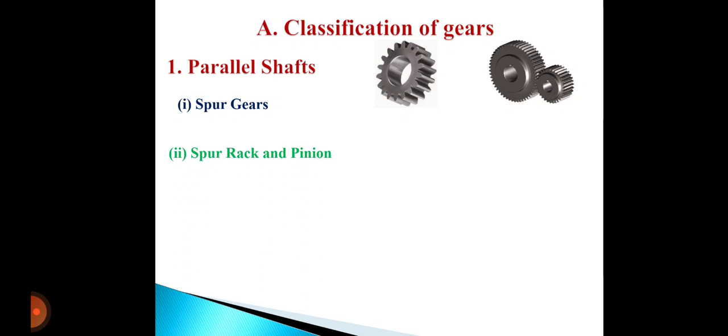Now next is spur rack and pinion. Spur rack is a special case of a spur gear where it is made of infinite diameter so that the pitch surface is a plane, as shown in this figure.